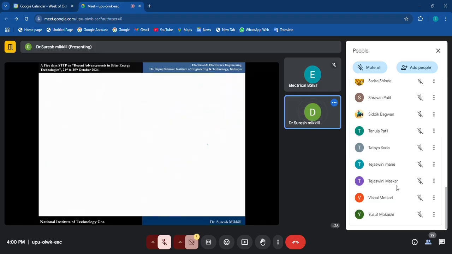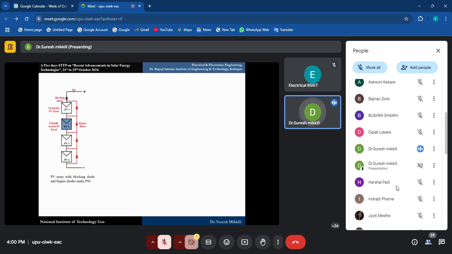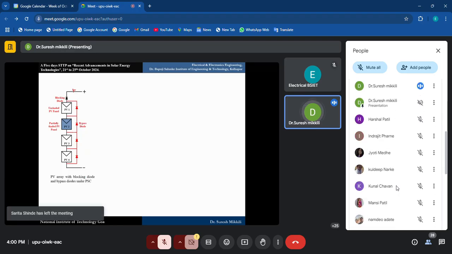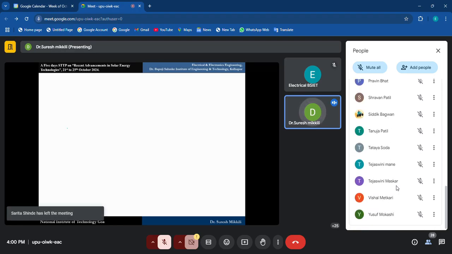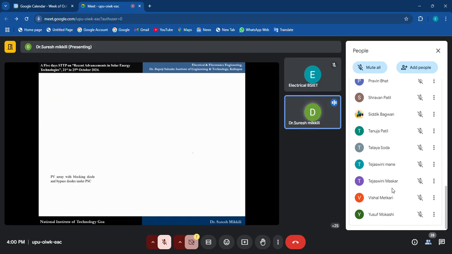Now let me show you this example. First one, PV array with blocking diode. Consider the case where the blocking diode is not there: this is the uniform condition we are getting. If blocking diodes are there, like this we are getting. So now what will happen?